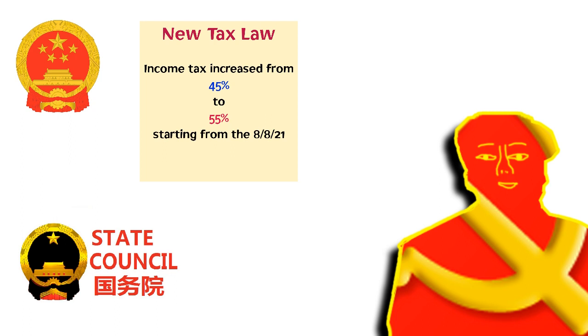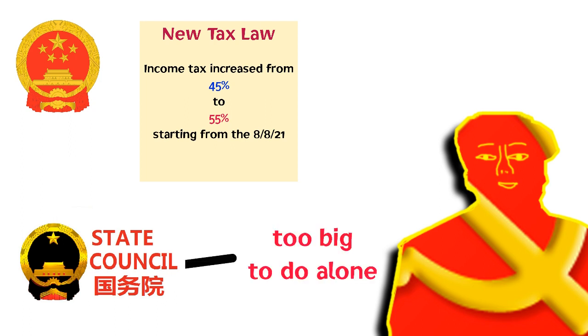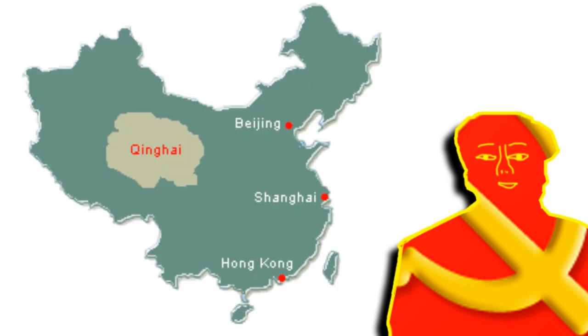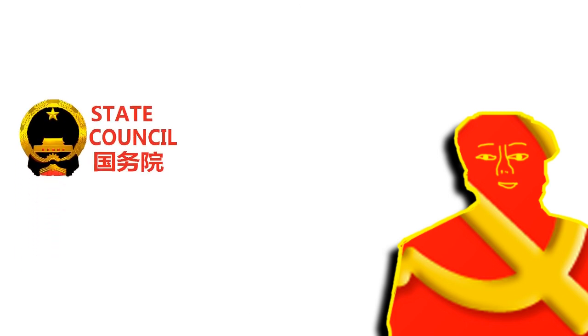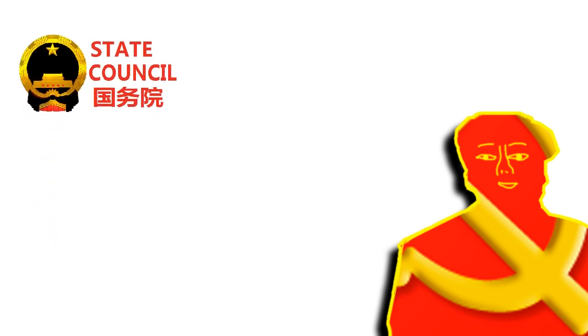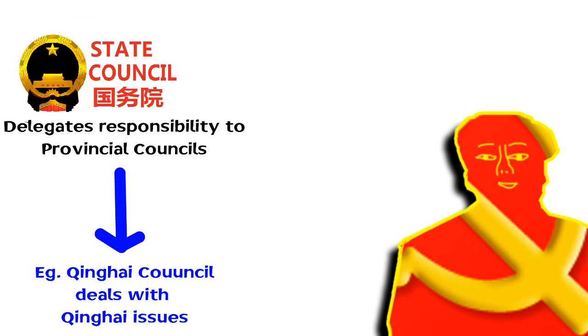If China wanted to ensure that its highest income earners paid 55% rather than 45% in tax, that would be a massive job for the State Council to ensure by itself. Like, how is an organization that meets in Beijing supposed to keep track of what people are doing out here in Shanghai? Well, the State Council doesn't do it alone. And so underneath China's state councils, there are also provincial councils to deal with more local issues.